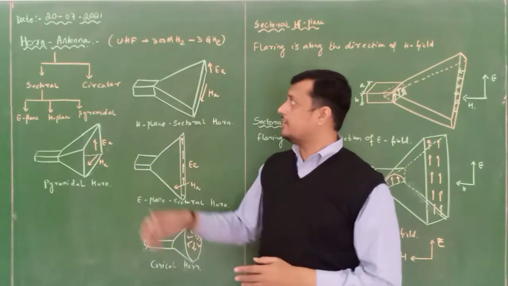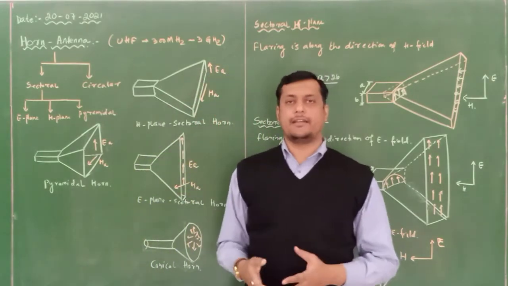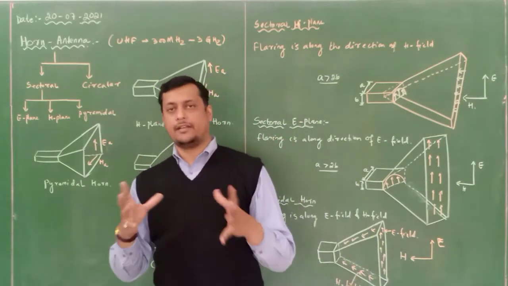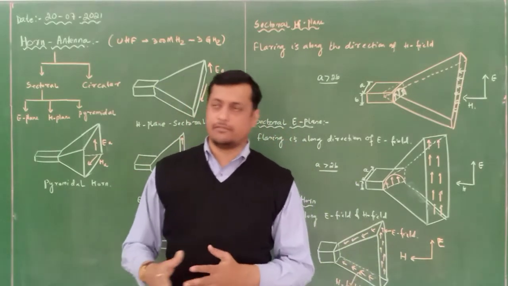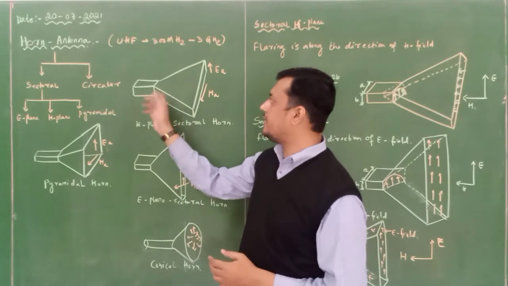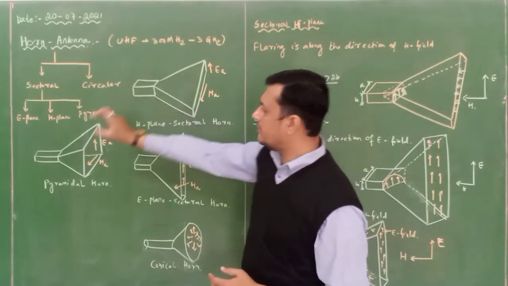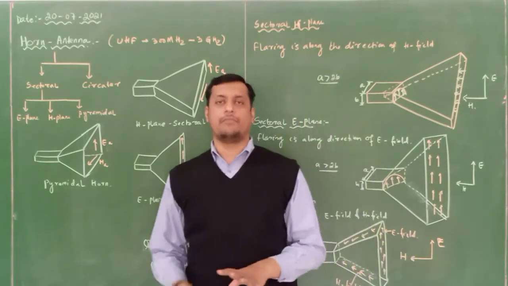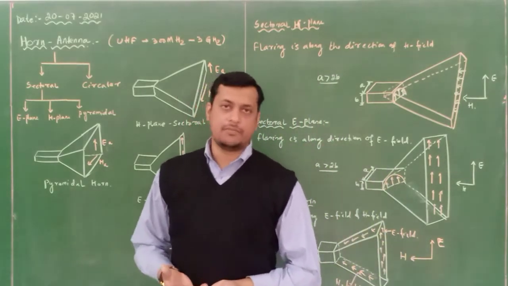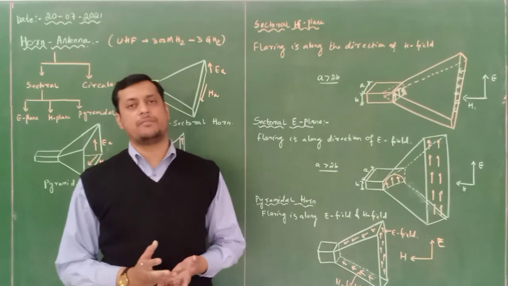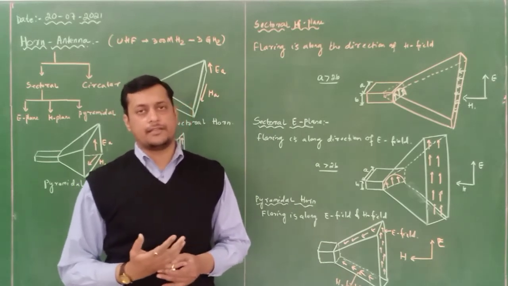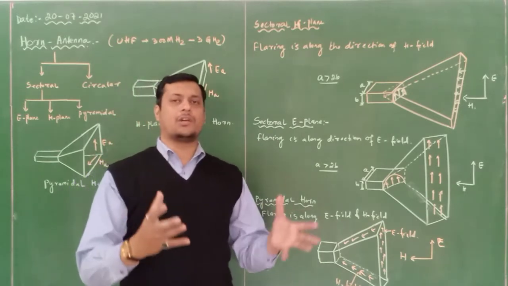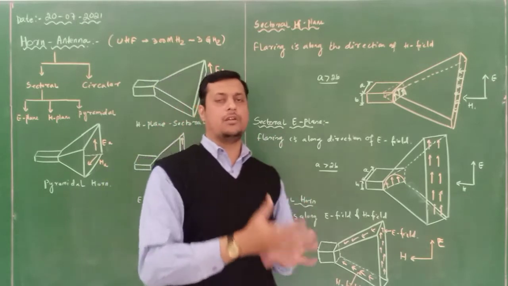Now, the horn antenna itself indicates that it is made up of a rectangular waveguide. If you see only this particular part, this part is a rectangular waveguide. Now what is the working principle of a rectangular waveguide? It will guide the microwave from the source end to the load end.